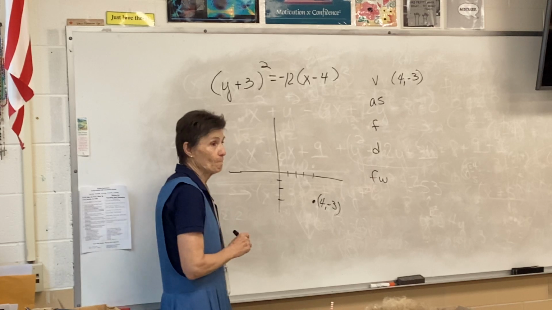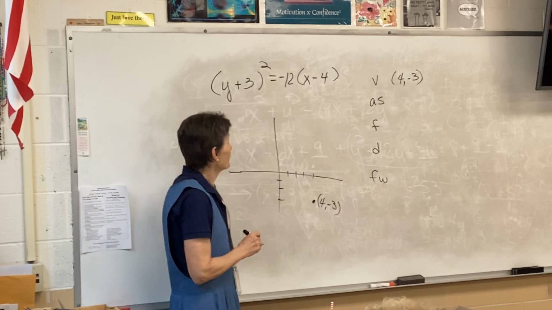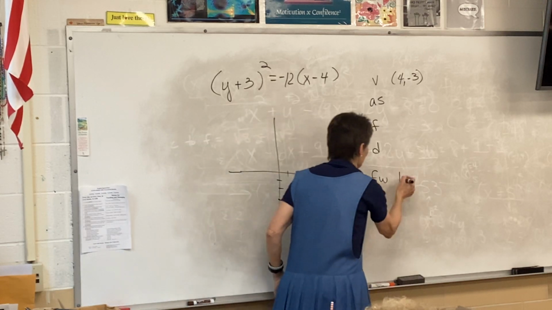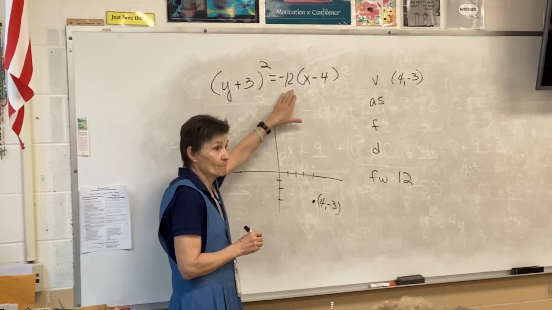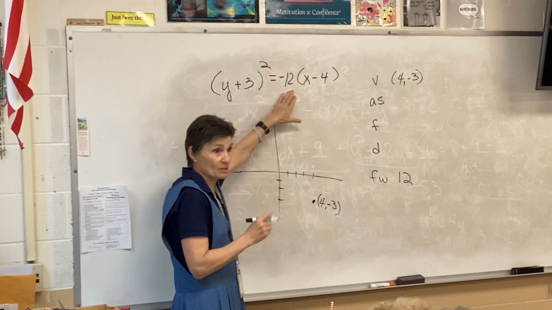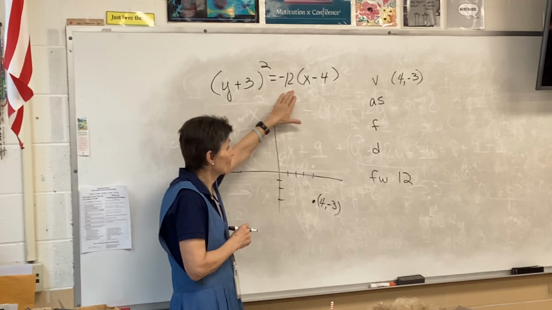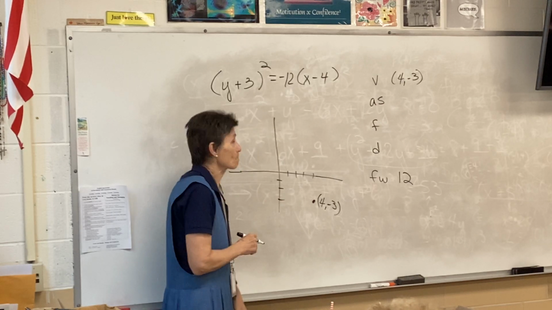What else do I know? Oh, I know the focal width is going to be 12. That number is always the focal width. Make it positive because it's a width. It needs to be positive. All right, what else do I know?